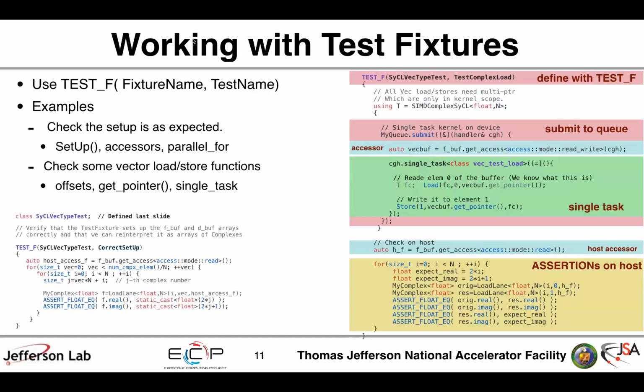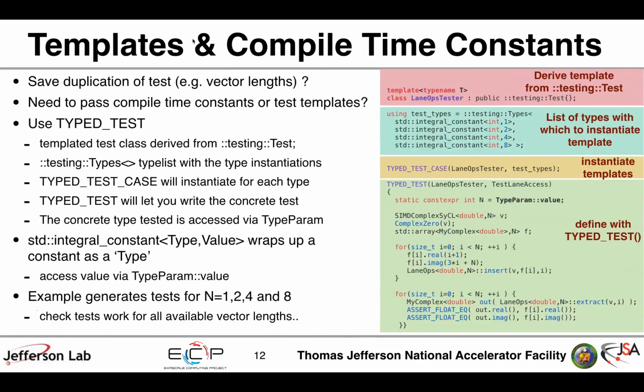Okay. So the next thing that can happen is you might have a situation where you want to run a test multiple times using different compile time constants. So one example, in my case, again, going back to the SIMD type, is I may have different SIMD lengths. In SYCL, there's this vector type, and I've defined my SIMD complex number. And I want to check that it works for not just a SIMD length of 1 or 4, but for a variety of SIMD lengths.